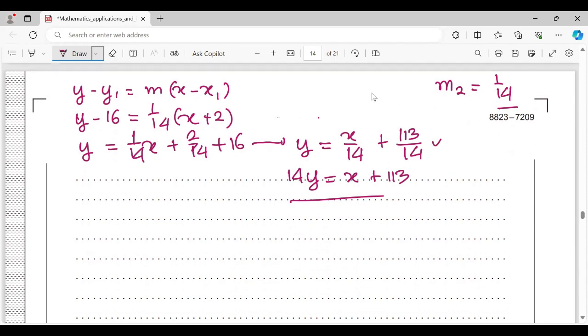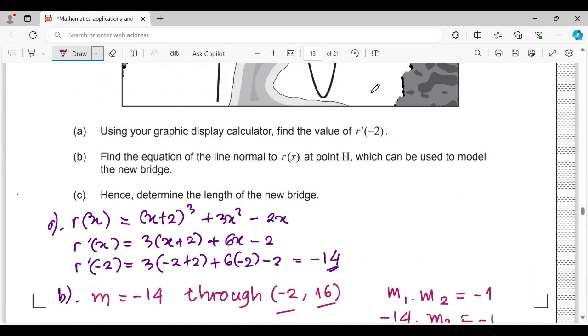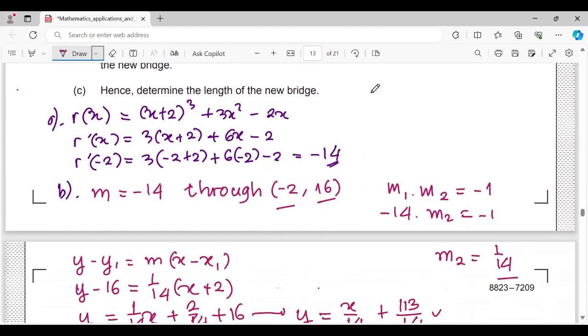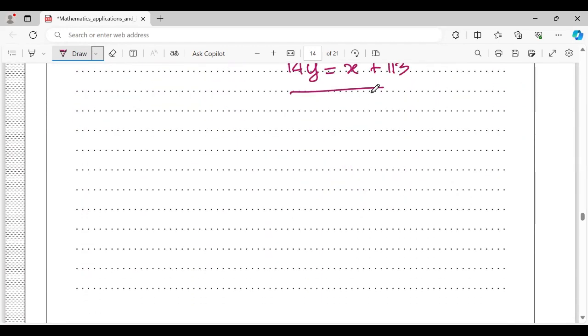Next, the question is C. Determine the length of the new bridge. Before C, wait.